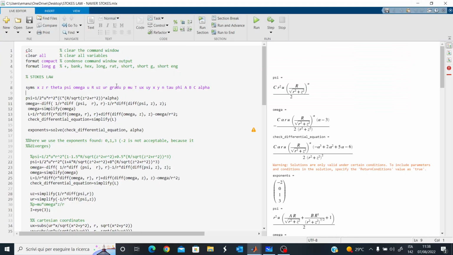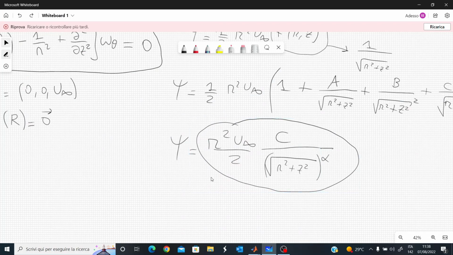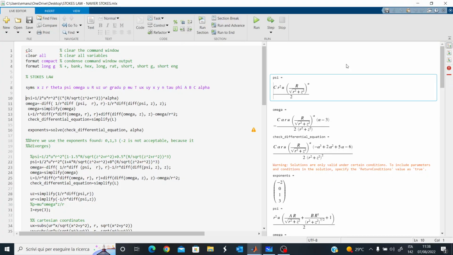So first thing is I defined this psi, this function psi that you can see also on the right here. You can see it more visually on the right, and it is exactly this expression, r squared u infinity over 2. So you get r squared u infinity, divided by 2, then you get a constant c, and then you get r divided by the square root of r squared plus z squared to the alpha. Okay, so in this case you also have r to the alpha.